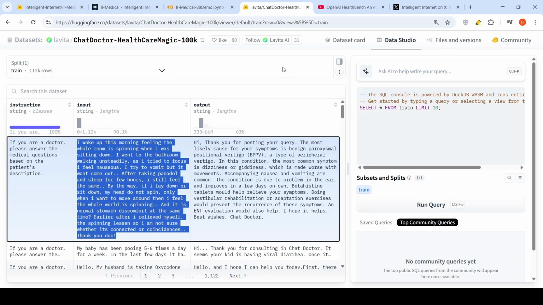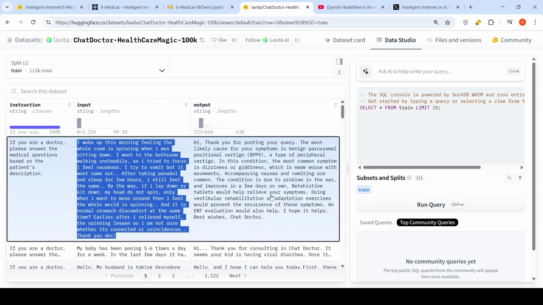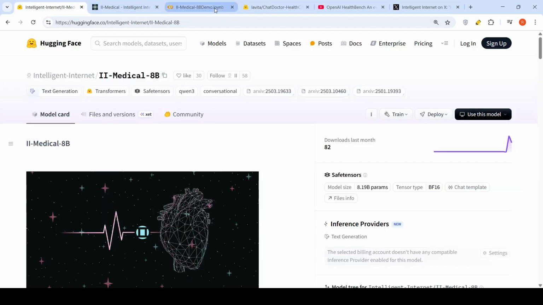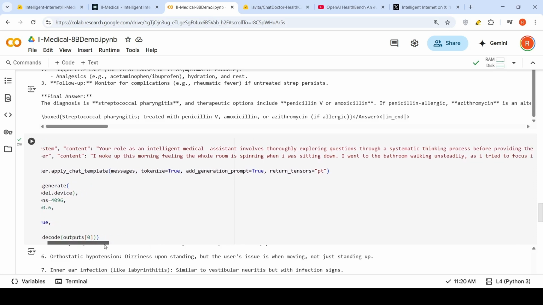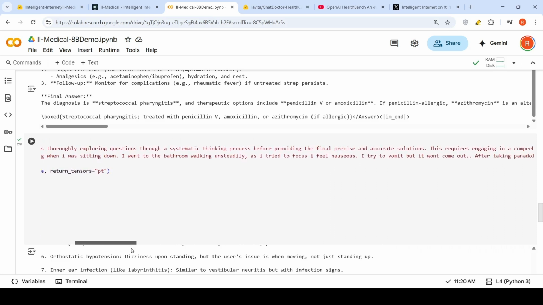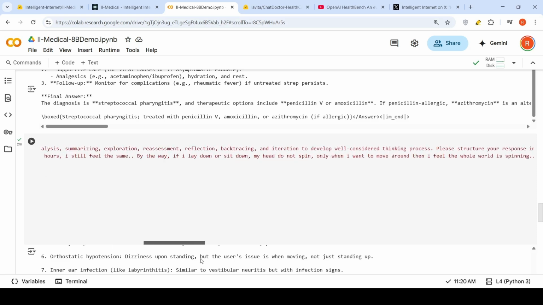There is this Levita ChatDoctor HealthCareMagic dataset where you have a lot of queries and answers provided by doctors. So I gave this particular query over here. Let me go over here. It's about: I woke up this morning feeling the whole room is spinning. When I was sitting down, I went to the bathroom walking unsteadily. As I tried to focus, I feel nauseous. I try to vomit, but it doesn't come out. After taking some medicine and sleep, I feel better. What is this condition? If I lay down or sit down, my head does not spin. Only when I move around, it spins. And is it normal to have stomach discomfort at the same time?